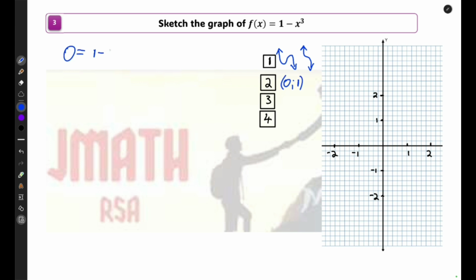So 0 is equal to 1 minus x cubed. I can take the x cubed over and then just cube root this, which just stays a 1. I know it's an x-intercept, so then it's (1, 0).